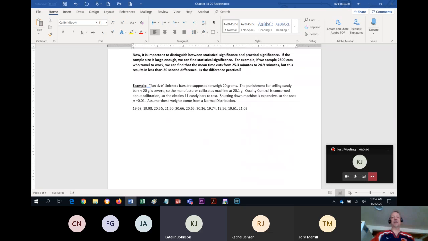Okay, so step 2. Is it quantitative or categorical? It's quantitative. Quantitative. Step number 3 is the null, the alternative. Null is, and the alternative is.